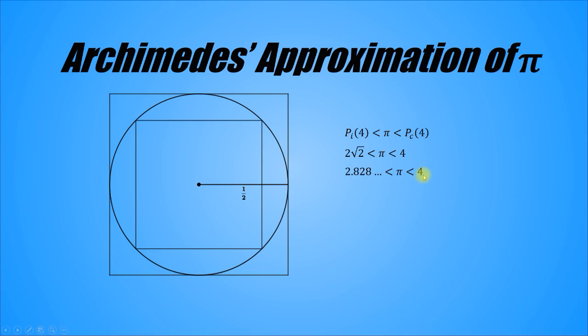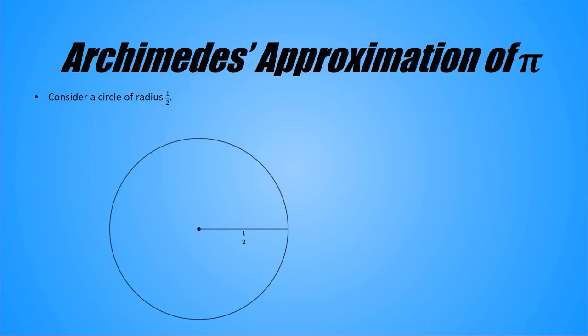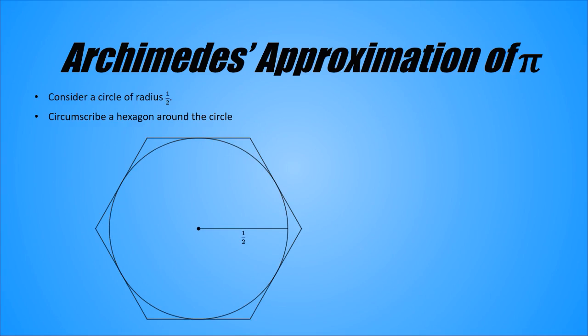We can do better by increasing the number of sides of the polygon, and that's what we're going to do. Okay, let's clean up our circle again so we can do more work. This time, we're going to circumscribe a hexagon around the circle and see what we can see.